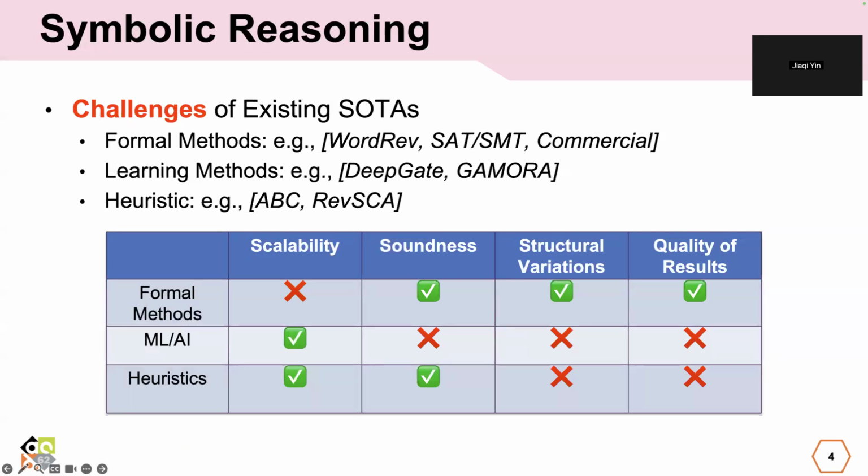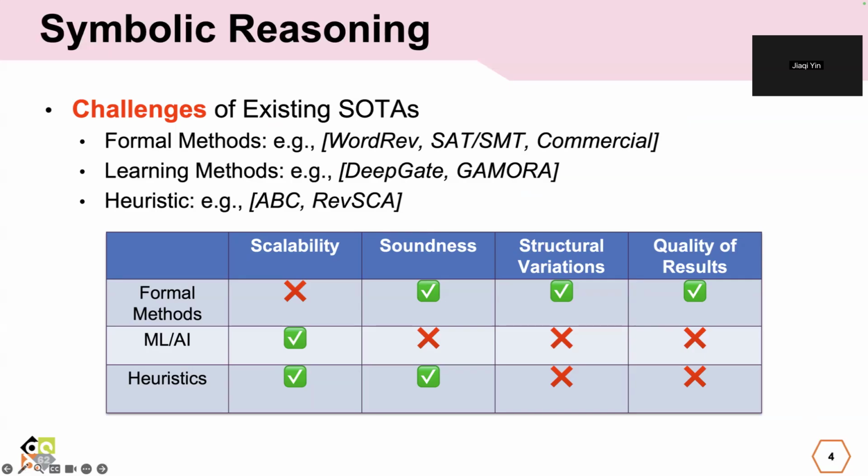Although symbolic reasoning is important, the existing state-of-the-art approaches face several challenges. Formal methods like WordRev and the commercial tool Jasper can provide soundness, but they have poor scalability and struggle when problem size increases. These methods cannot be extended to realistic-size gate-level netlists. Machine learning or AI-based methods, including the Gamora tool, offer better scalability, but they often lack formal soundness guarantees and can be sensitive to structure modification, which will impact the quality of results.